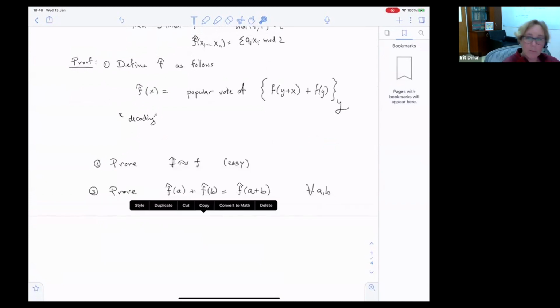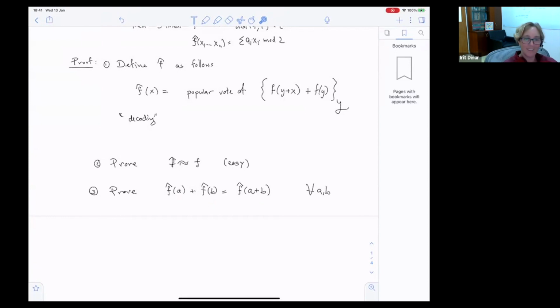The more interesting part, I'm not going to do it, I just want to give you a flavor of how the proof should go, is to prove that this object that we define through this popular vote is a linear function. And what you prove is that f hat satisfies this equation, f hat at point A and point B and point A plus B, their sum is always 0. And you're going to prove it for every pair A and B, not just for most pairs. So whereas for f, we only had this equation hold 99% of the time, for f hat, it holds always.